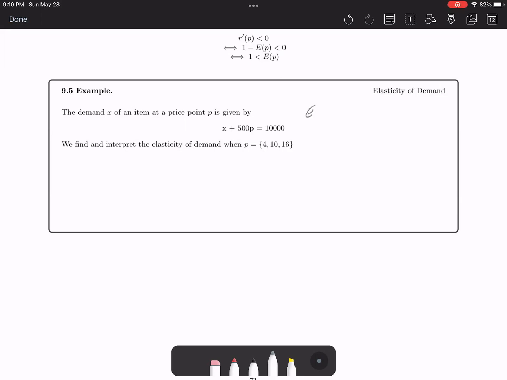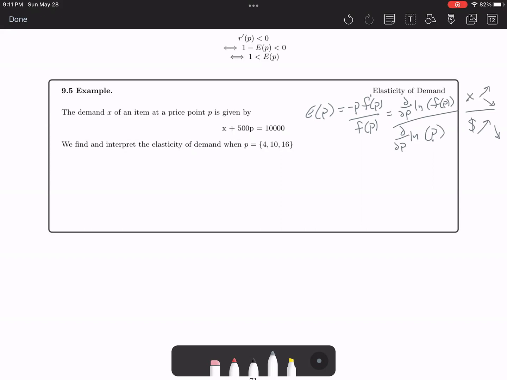So reminder, the elasticity of demand is minus P times the derivative of F of P, divided by F of P. This was given to us by looking at the relative rate of change of our demand relative to the relative rate of change in price. So how is our price changing as a percentage compared to how our demand is changing?